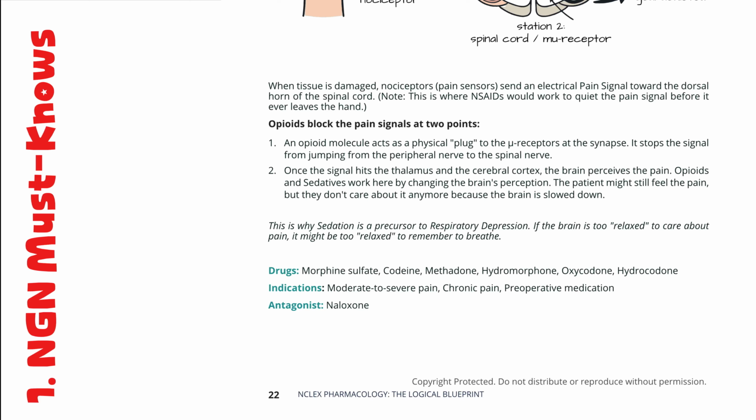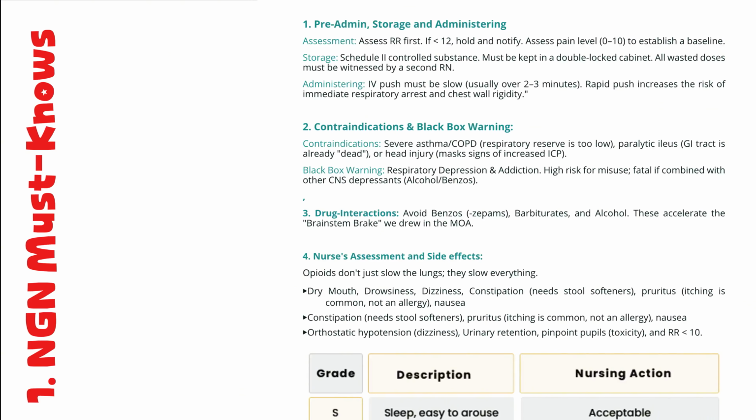The antagonist is naloxone. Assess respiratory rate first, hold and notify if it's under 12, and establish a baseline pain score. These are Schedule II controlled substances, kept double-locked, with every wasted dose witnessed by a second RN. Push IV opioids slowly, over 2 to 3 minutes. A rapid push raises the risk of immediate respiratory arrest and chest wall rigidity.